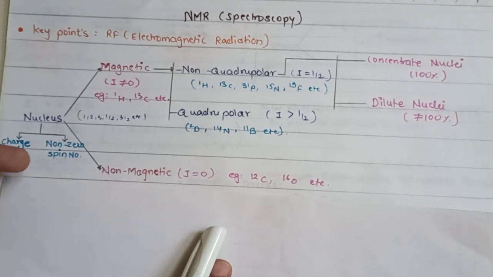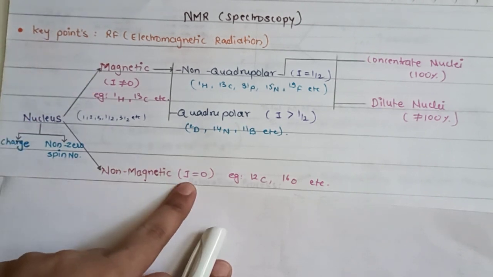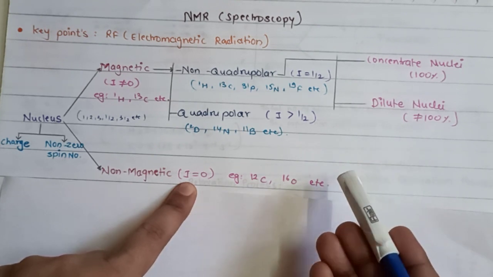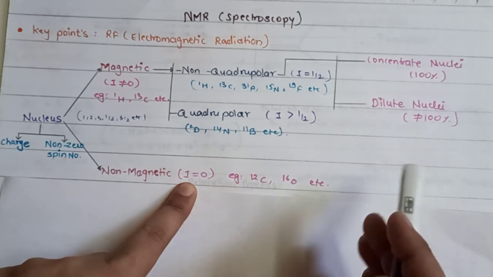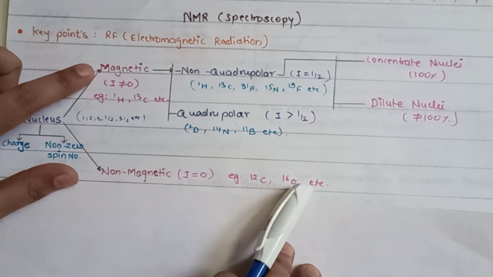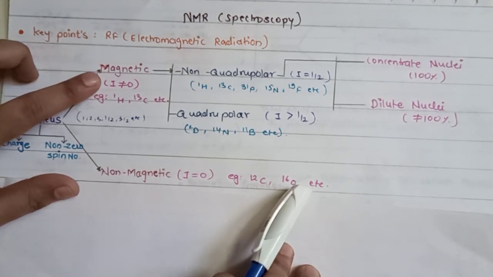Non-zero spin number means here we have to consider the spin quantum number, which is I. If your spin quantum number is equal to 0, they are basically non-active in NMR spectroscopy. So we do not consider them in NMR spectroscopy, they are actually non-active. And what we have to consider here are magnetic nuclei, which are having spin quantum number not equal to 0.